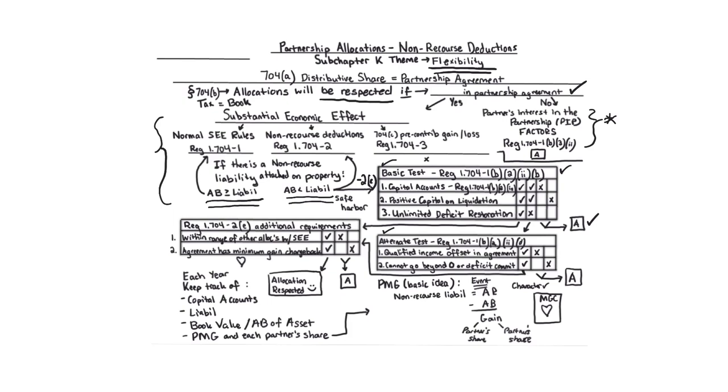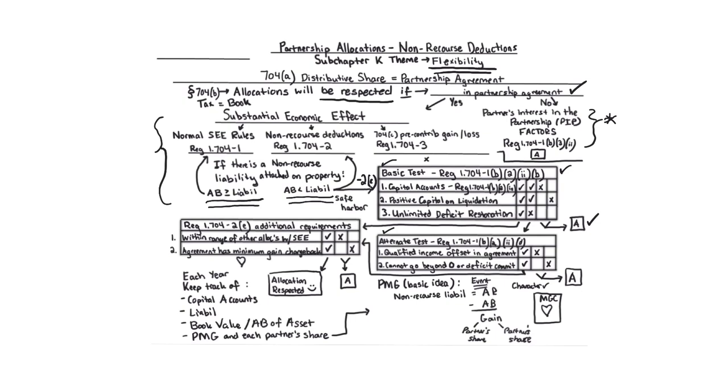So we're in the alternate test, and we're told specifically, remember, the alternate test is a qualified income offset in the agreement, and you cannot go beyond zero deficit that's committed by the limited partner. The alternate test is found in Reg 1.704-1(b)(2)(ii)(d). Now, in this problem, you're told that the alternative test applies. But your professor might not be that generous. You might not be told that the alternative test applies. You might have to go through all these requirements.